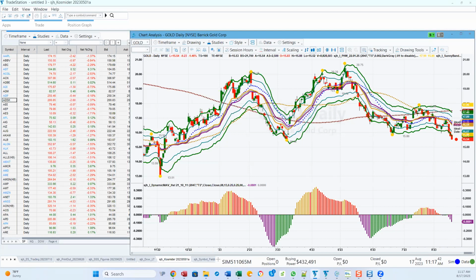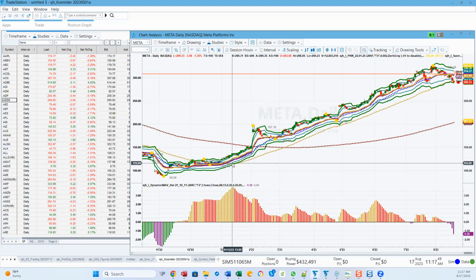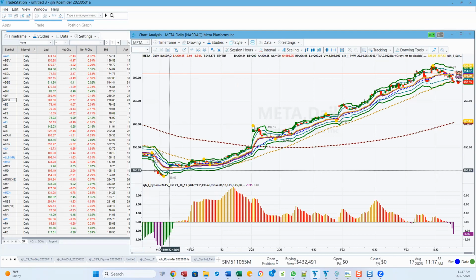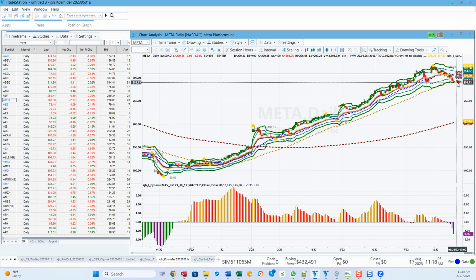Let's have something else. Meta. Now, this one gave a long signal way back here, and it's been long ever since. So it went long in November of 2022 at about 106, and now we're up to 290. Still on a long signal on this.